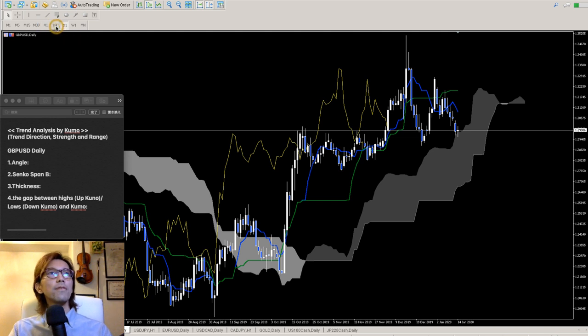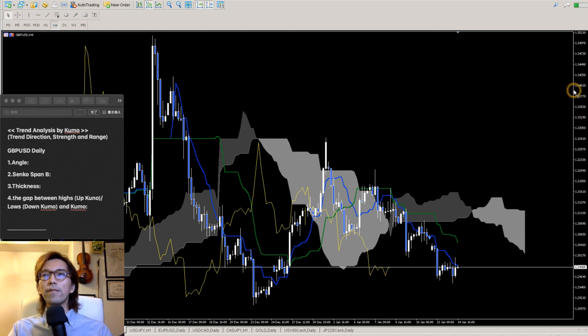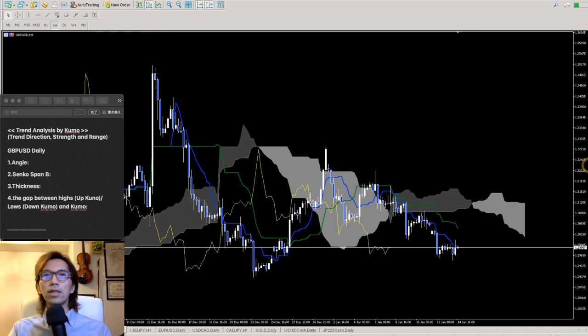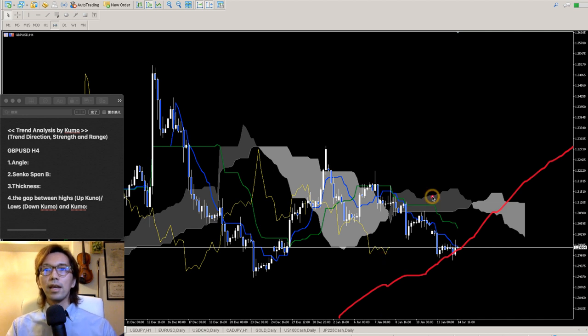All right, let's look down to the 4 hour chart first and see what we can find. Okay, so again, this is a 4 hour chart we're looking at. And how is the Kumo looking in this 4 hour chart? The Senko Span A in the daily chart is looking like this, right? And it's almost touching the Senko Span A of the daily time frame. And we want to know if this is going to be a support or not. That means if the price is going to keep going up or not from here. That's something that we want to know.